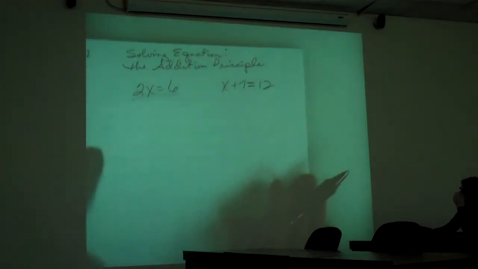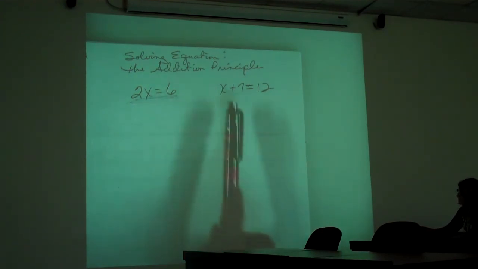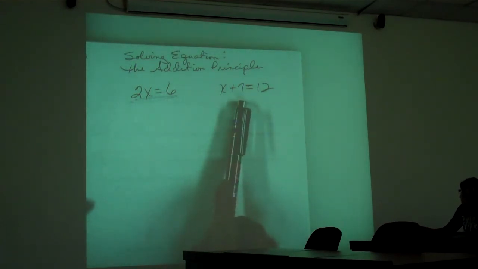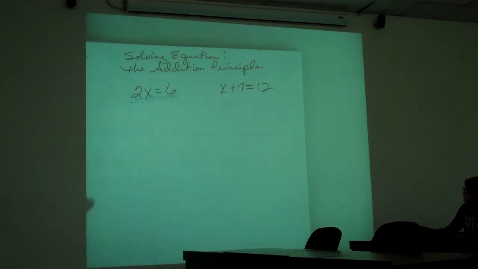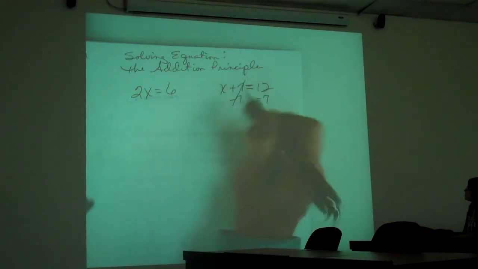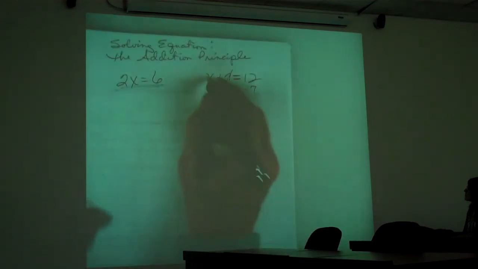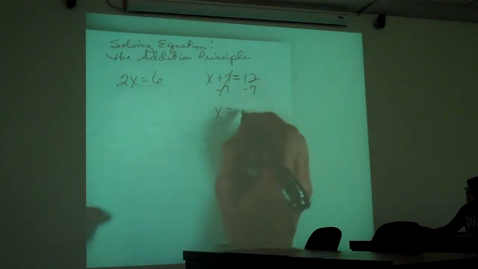If you do something to one side of an equation, you have to do it to the other side of the equation. So if we want to find out what this was before we added 7 to it, we need to subtract that 7 to find out what x was before. So we need to do that to both sides. If we subtract 7 from this side, we subtract 7 from the other side. And that leaves just the x on this side. 12 minus 7 is 5.